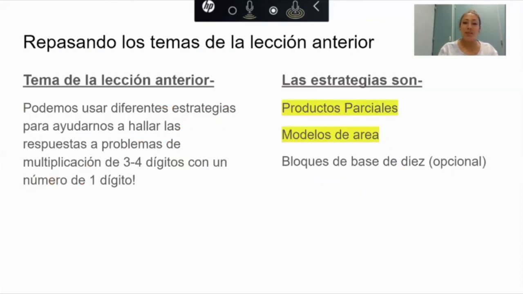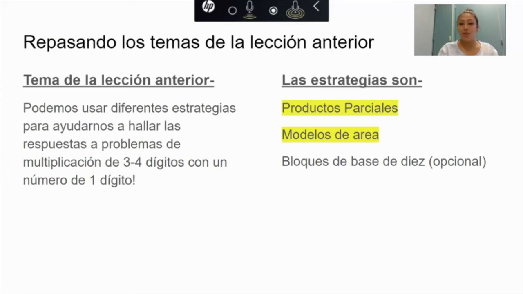Vamos a repasar los temas de la lección anterior. La lección anterior hablamos sobre el tema de usar diferentes estrategias para ayudarnos a hallar las respuestas a problemas de multiplicación de 3 a 4 dígitos con números de un dígito. Las estrategias que hemos usado son las siguientes: productos parciales, modelos de área y bloques de base de 10. Hoy vamos a enfocarnos en las estrategias de productos parciales y modelos de área. Bloques de base de 10 va a ser opcional.